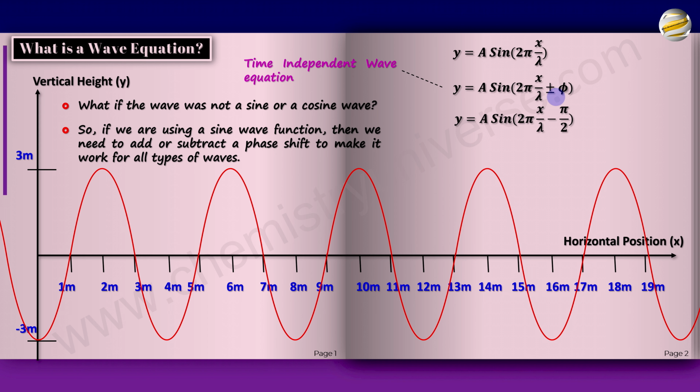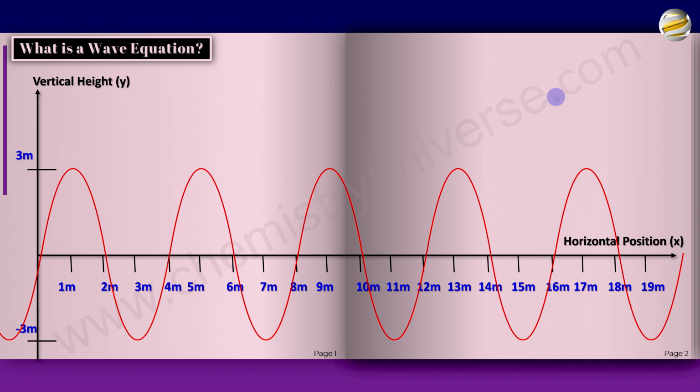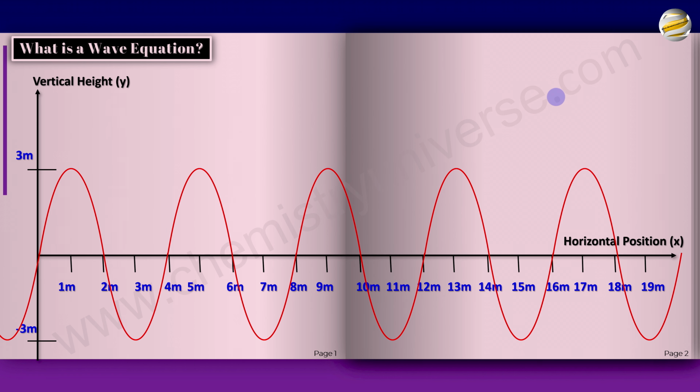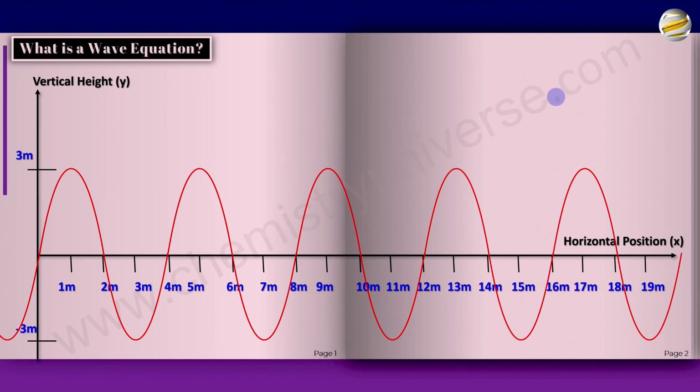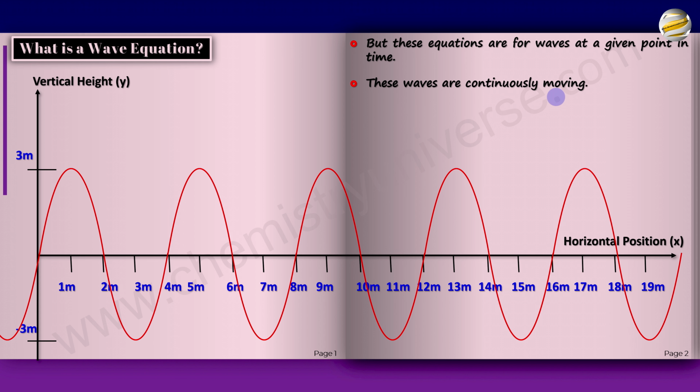Now let's get back to the sine wave that we used in the beginning. But again you will notice that all these equations are meant for waves whose picture has been taken at a given point in time. The problem, however, is that these waves are moving continuously from left to right. So what do we do? These equations are for waves at a given point in time, but these waves are continuously moving from left to right. So we need to ensure that the phase shift is not a constant.